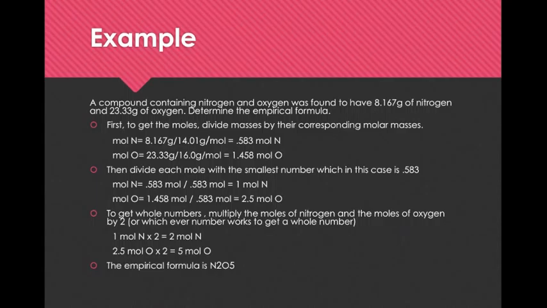Since 0.583 divided by itself is 1, we have 1 mole of nitrogen, and when we divide 1.458 by 0.583, we end up with 2.5 moles of oxygen. But wait, we can't have half a mole as a subscript. So in order to get whole numbers, we multiply the moles of nitrogen and the moles of oxygen by 2. But we don't always multiply by 2; just multiply by whichever number works to get all whole numbers. So the empirical formula of this problem works out to be N2O5, which is dinitrogen pentoxide.